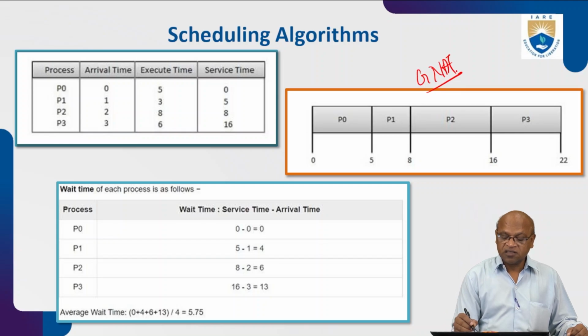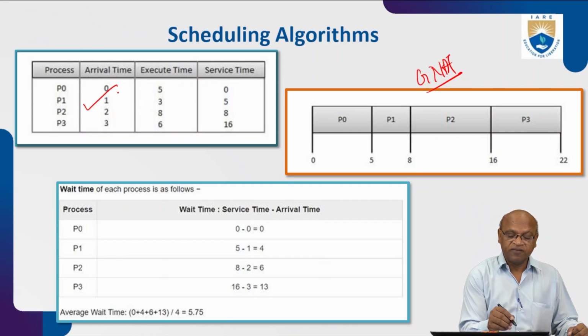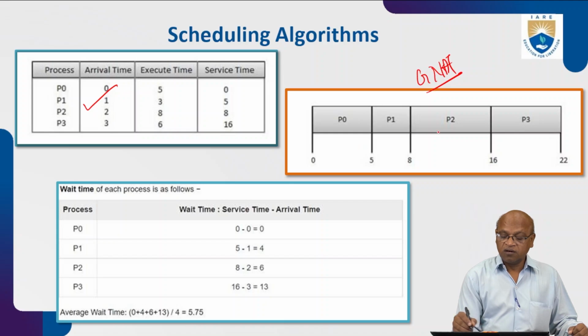We will draw the Gantt chart from the given time. This is the time that will be given in the exam. So we have to draw this one. P0 starting at 0, arrival time 0, and how much time does it take? Execution time 5 milliseconds. So 5.